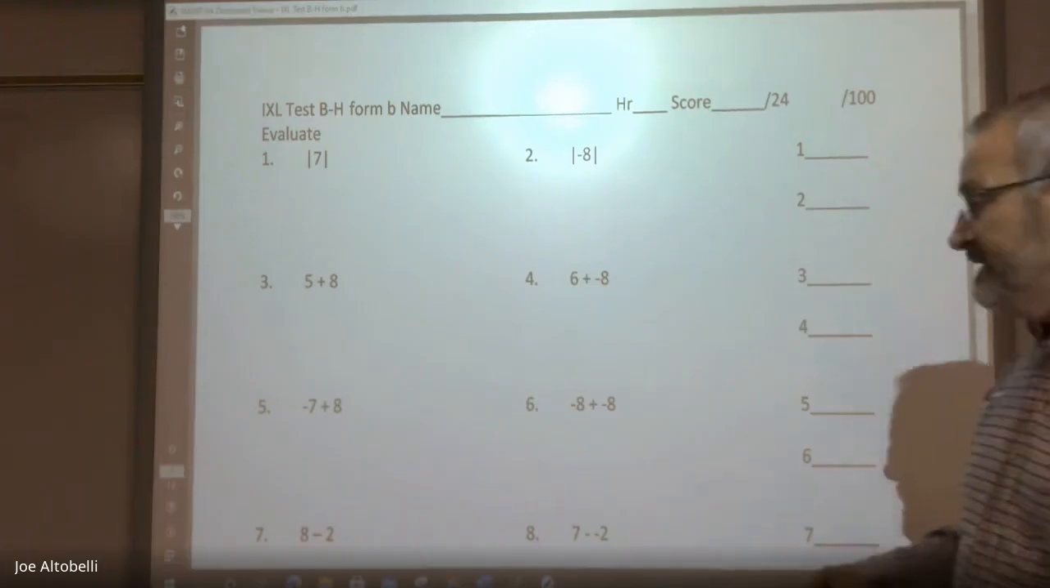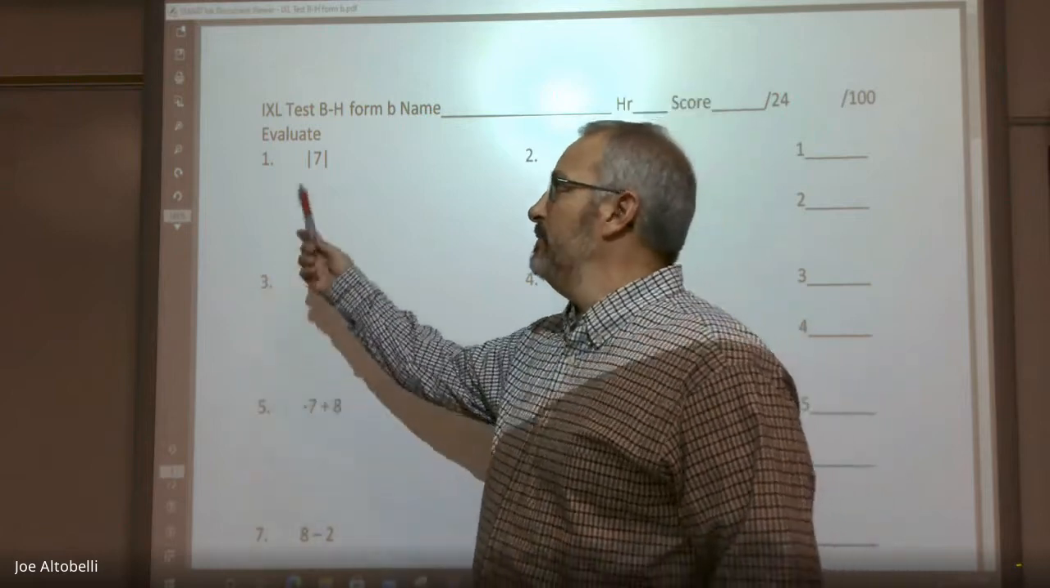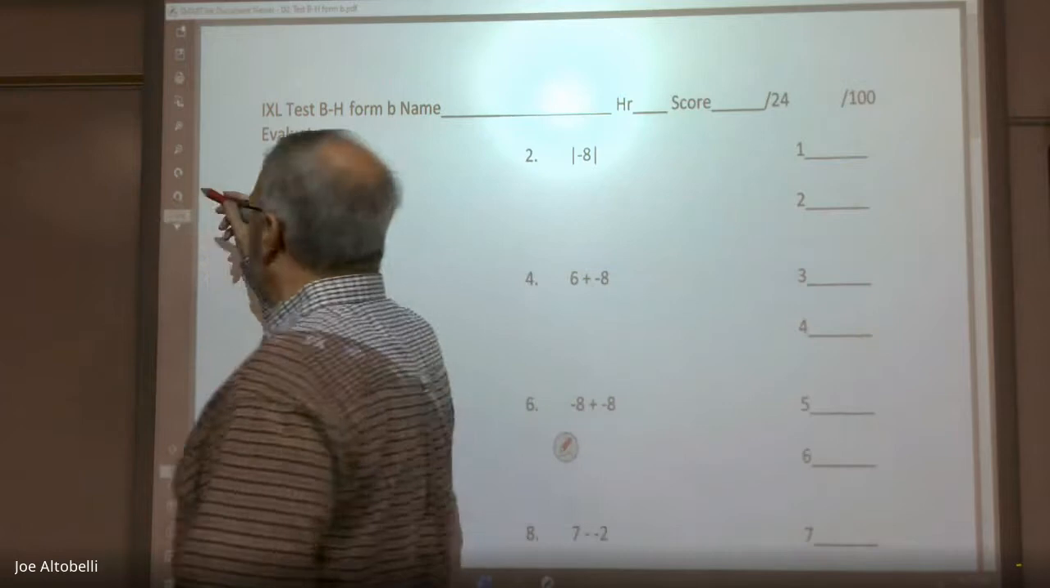Absolute value is the distance from 0. So the absolute value of 7, it's asking how far is 7 from 0. It is 7.